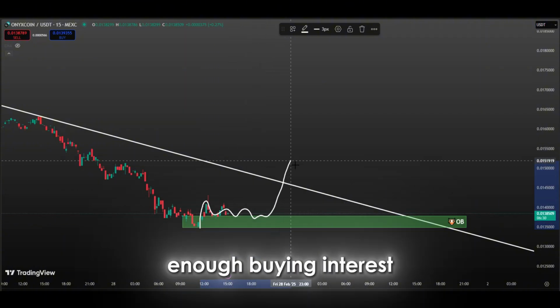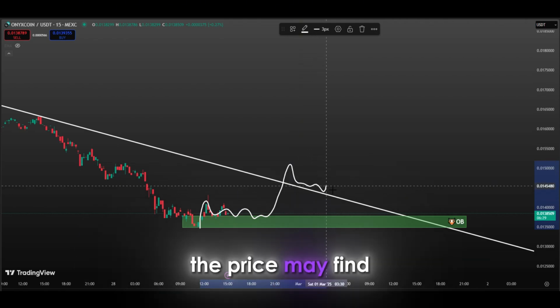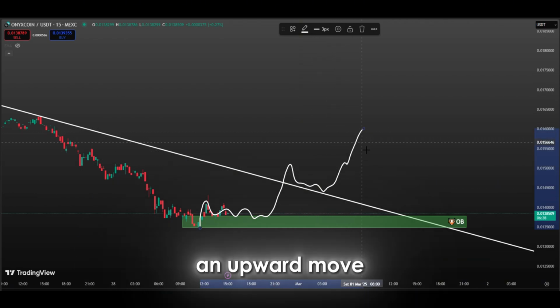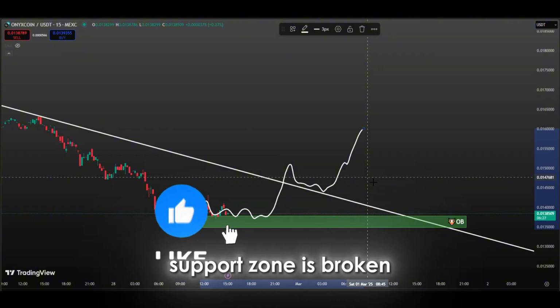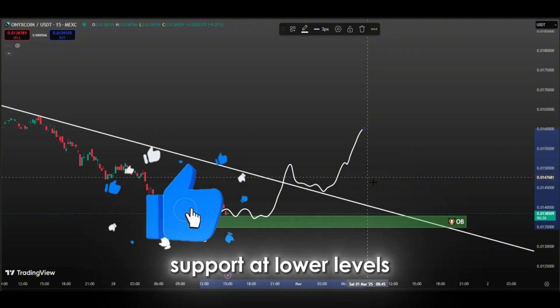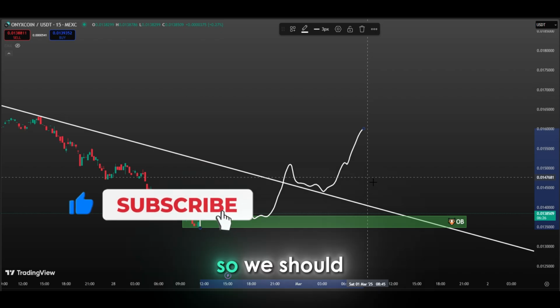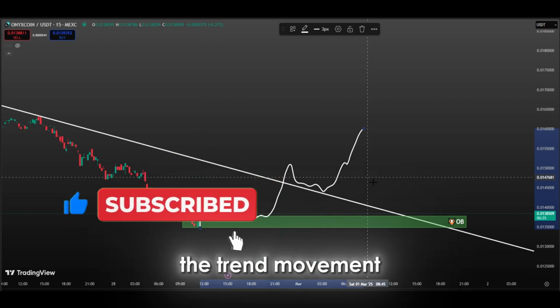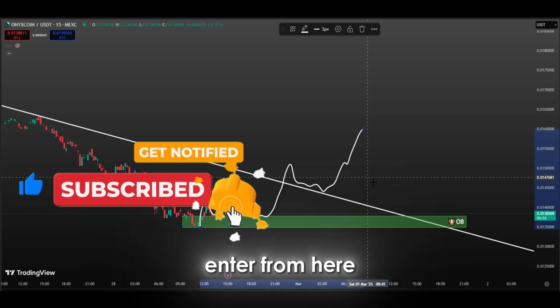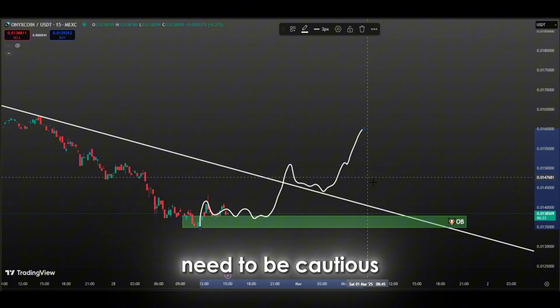If there is enough buying interest in this bullish order block, the price may find a strong base here and start an upward move. However, if this support zone is broken, the price may look for new support at lower levels. So we should wait for it to bounce from here and wait for the trend movement. Otherwise, if we enter from here, the price may fall again. We need to be cautious.